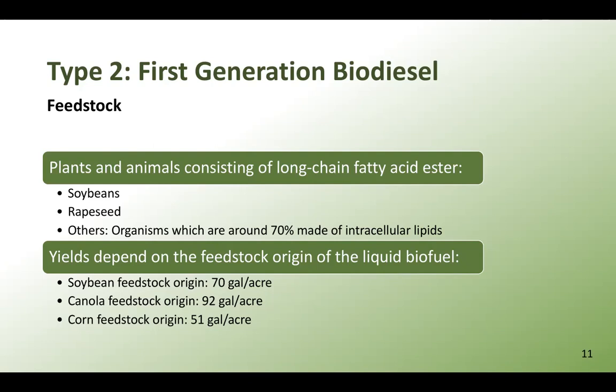And the feedstock origins also range between plants and animals, consisting of long-chain fatty acid esters, such as soybeans and rapeseed, and also some other organisms which are around 70% made of intracellular lipids, such as molds or yeast, for example. And similar to bioethanol, the yields also depend on the feedstock origin of the liquid biofuel. For instance, a soybean feedstock origin would lead to 70 gallons per acre, while canola would lead to 92, and corn would lead to 51 gallons per acre.